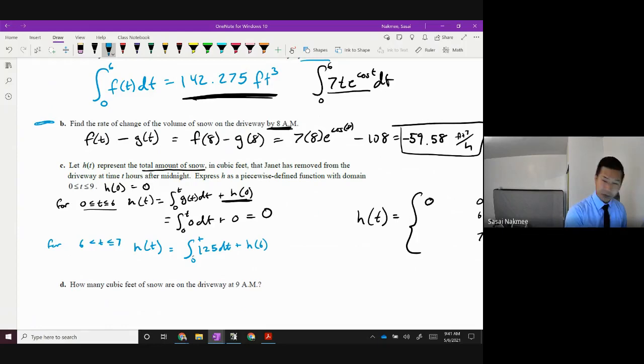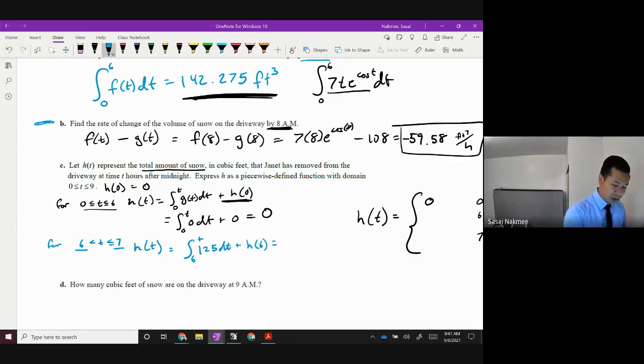Wait, it shouldn't be from 0 to T, it should be from 6 to T, I'm sorry. We don't do 0 to T because 0 to T is the initial part. We're doing it from 6 to 7, but T can be anywhere between that. So we go from 6 to T. I messed up there. It's only a 0 if that's where we're starting from, and we're starting at 6. Okay?